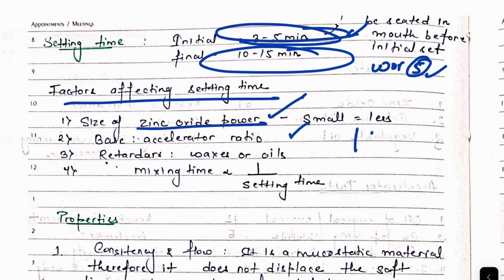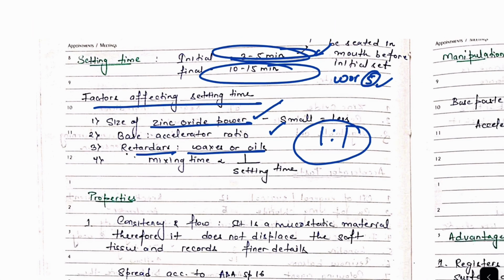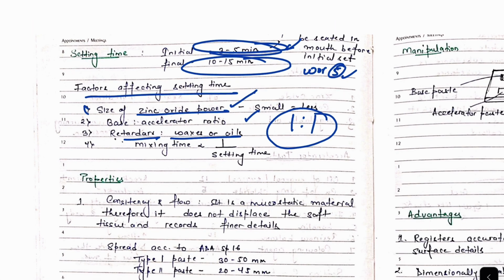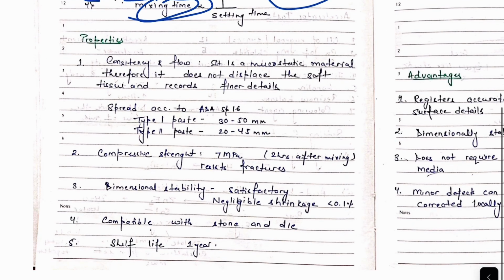So you always take base and accelerator in a 1 to 1 ratio. Then retarders, so how much wax and everything is present in there. So these factors aren't under the dentist's control. All you can control is the mixing time.